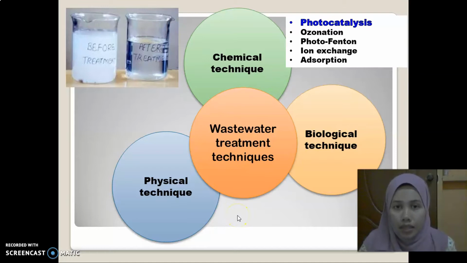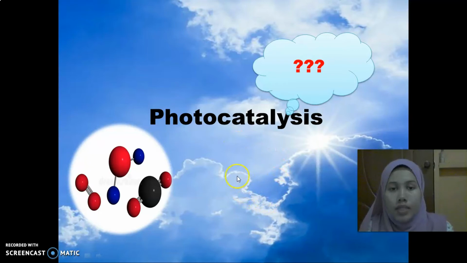Several wastewater treatment techniques can be used, which are chemical, biological, and physical techniques. In this research, we will focus on the chemical technique. The chemical technique consists of photocatalysis, ozonation, photon pattern, ion exchange, and adsorption. We will focus on photocatalysis in this review. What is photocatalysis? Photocatalysis is a process to initiate a reaction in the presence of UV light to oxidize organic material into carbon dioxide and water.